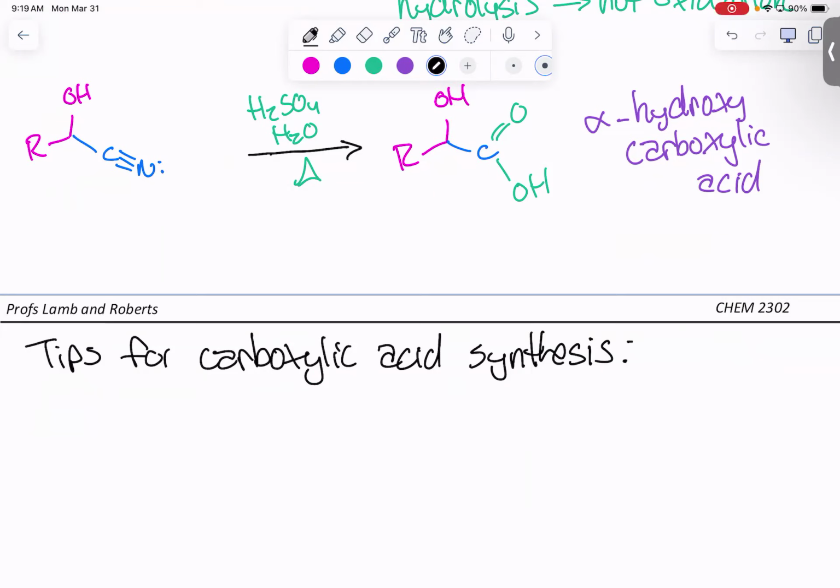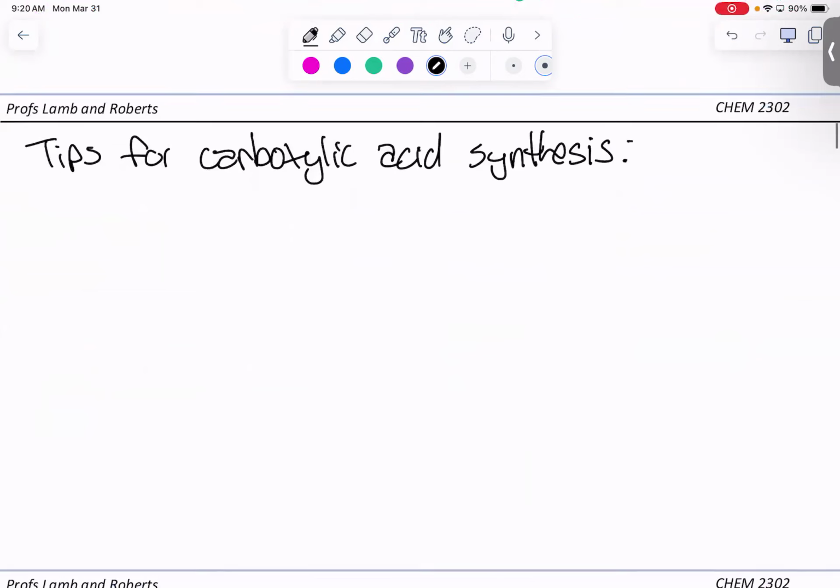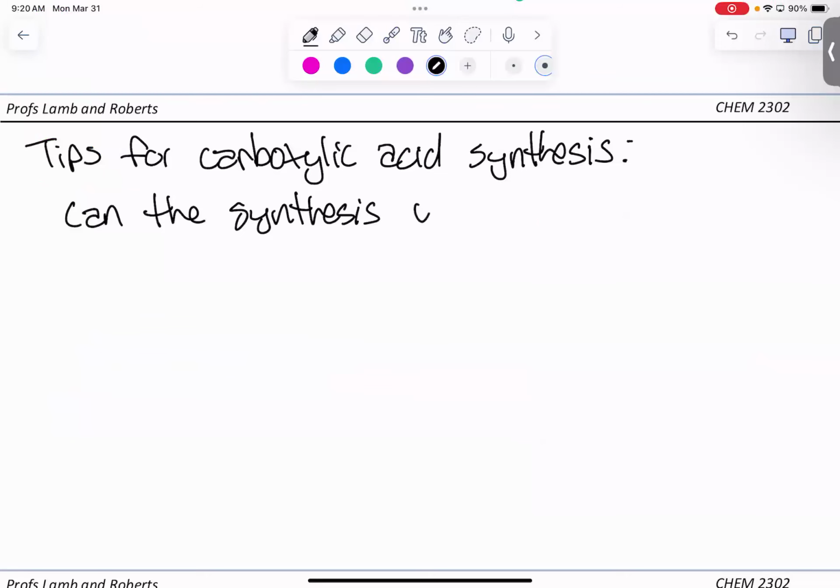Do we have a benzylic CH? Do we have an alcohol with 2 alpha protons? Do we have an aldehyde? Do we have a lot of different choices? Can we add CO2? Here's the example where we can add a cyanide to an electrophile. So the question you can ask yourself is, can the synthesis work by adding a carbon?